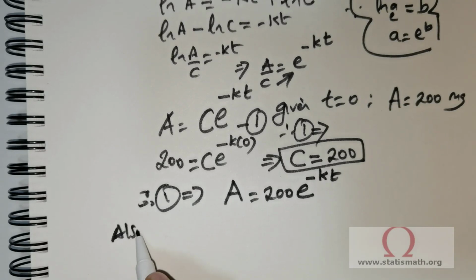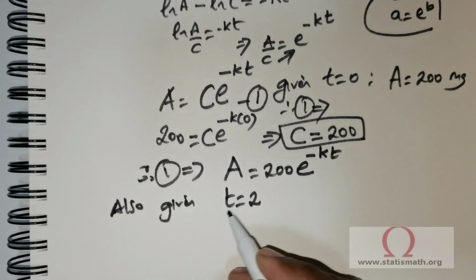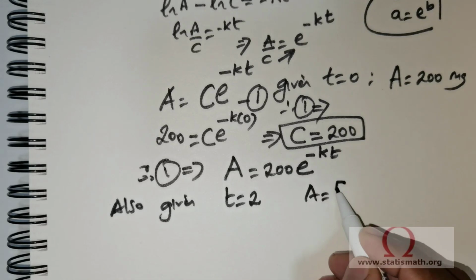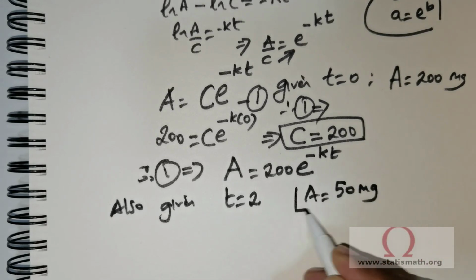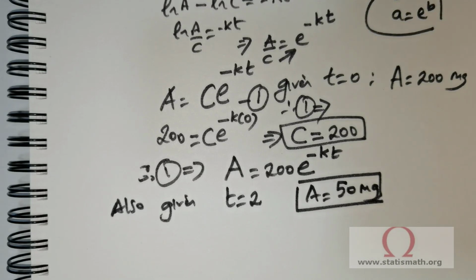Now we are also given that the isotope reduces when time t is equal to 2 years. The reduction becomes 50 milligrams. The isotope gets reduced to 50 milligrams. So you need to have a new system to accommodate that.